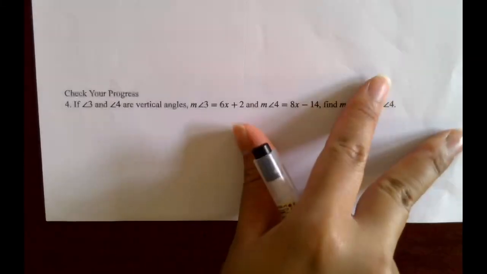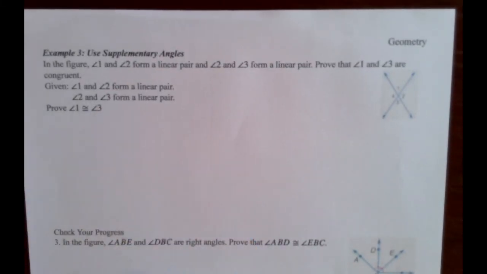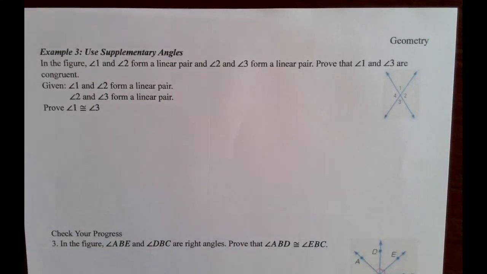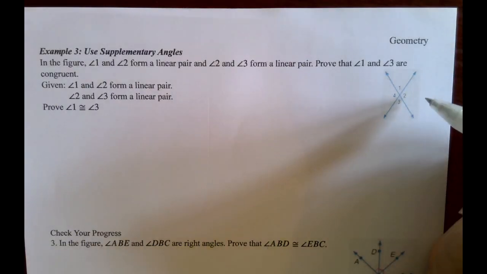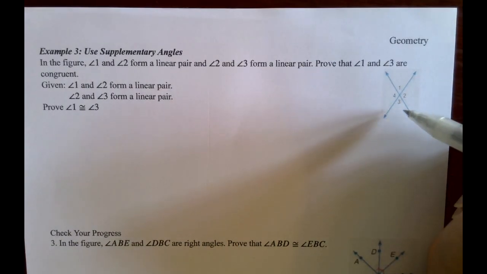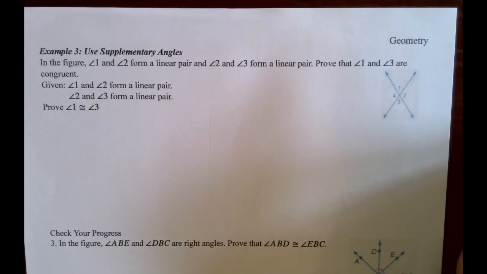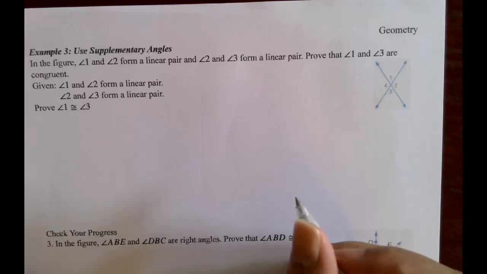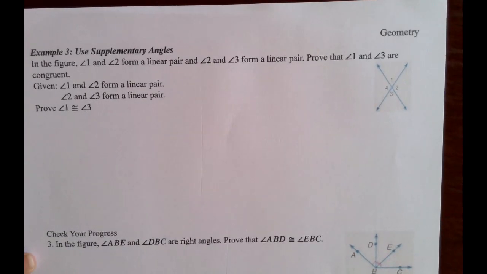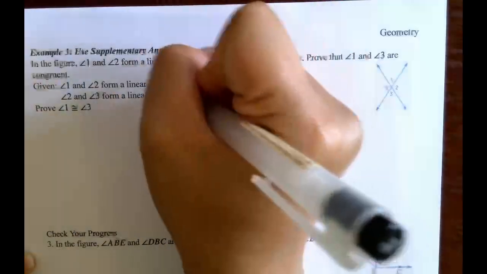Okay, so next we're moving on to example 3. Here in the figure, angle 1 and 2 form a linear pair, and angle 2 and 3 form a linear pair. We want to prove that angle 1 and angle 3 are congruent. So this here is our proof for the vertical angle congruence theorem. Okay, so let's write our 2-column proof with statement and reason.